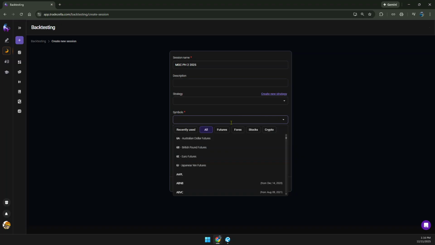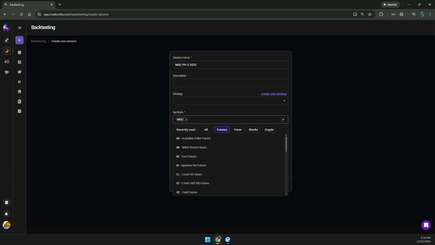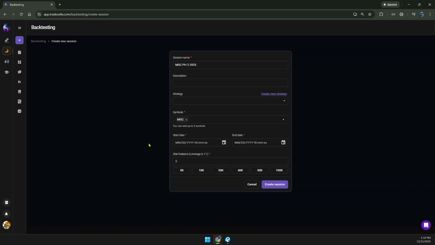Symbols. I got future. I chose MGC. Some things aren't in here. Like I don't think they have 1 ounce gold yet. So there's some symbols that aren't in here, but for the most part, they got the majority of them.